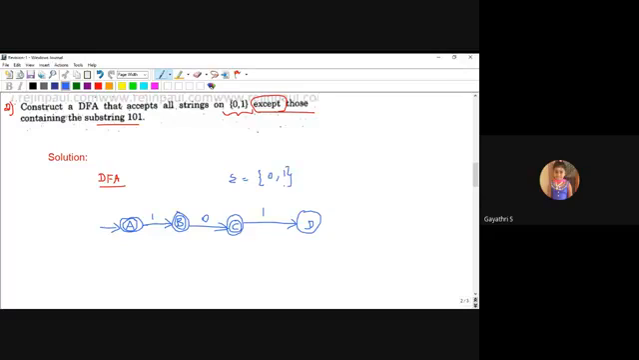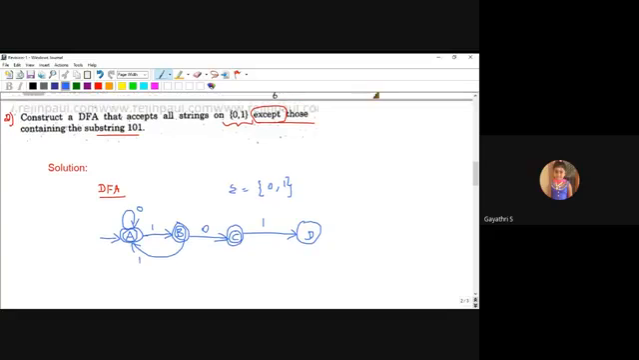See, A has a transition on 1 but not on 0. So for 0, I will make this a self loop. And B has a transition on 0 but not on 1. So for 1, I will make this. And for C, it has a transition on 1, but for 0, a self loop.